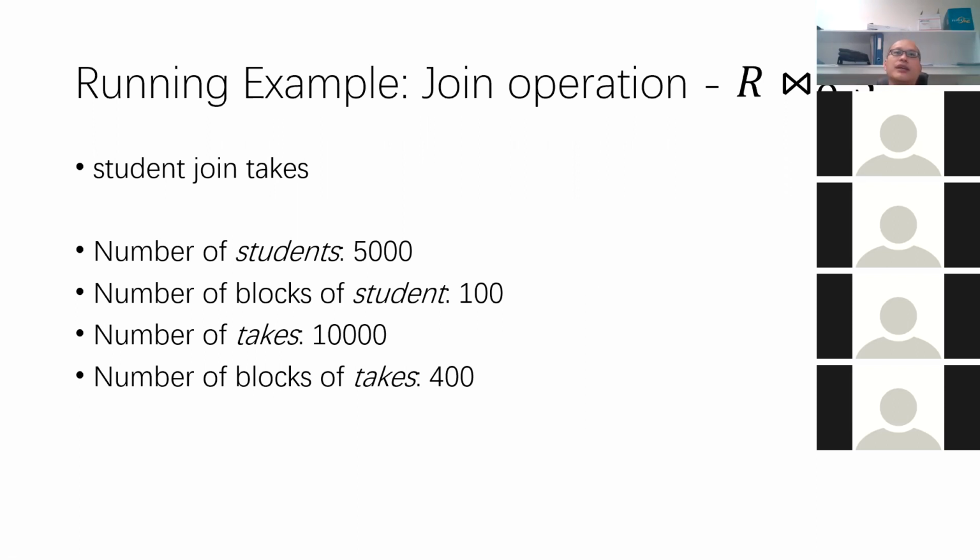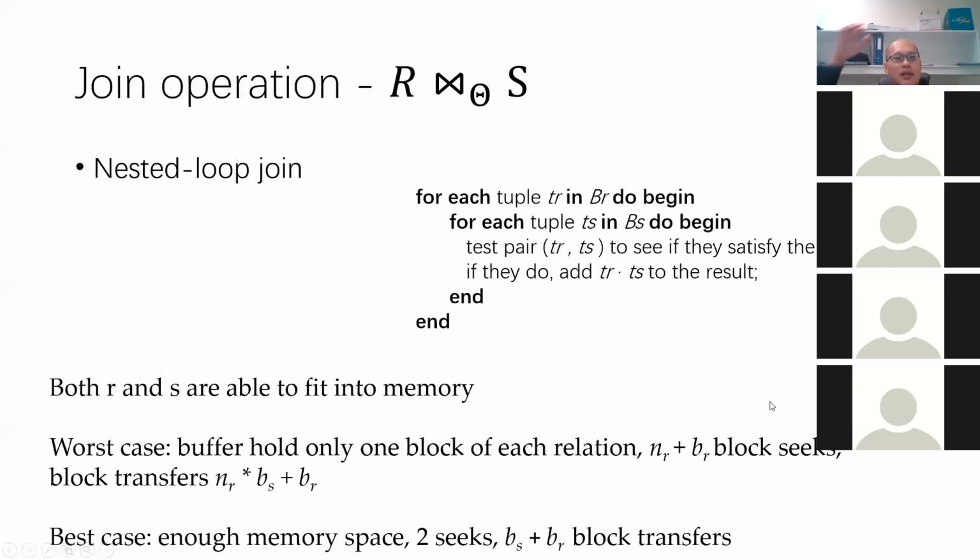So we're going to use a running example, which is a join of two relations, R and S, like student join takes. And we are going to use these numbers. The number of students is 5,000. Number of blocks of student is 100. Number of takes is 10,000. Number of blocks of takes is 400. So these will be the numbers that we'll work with.